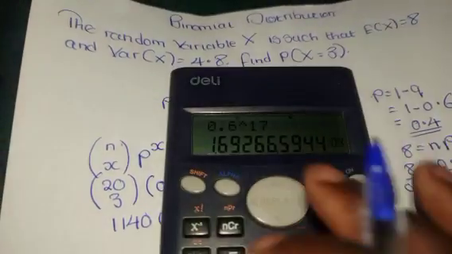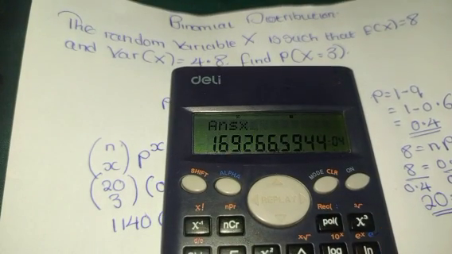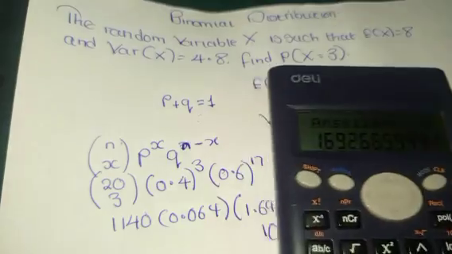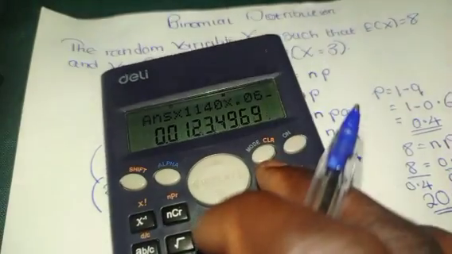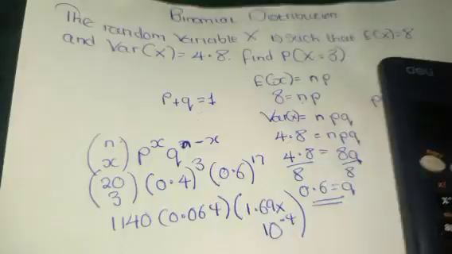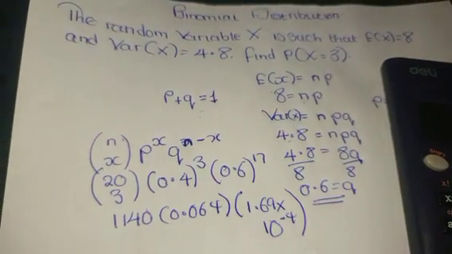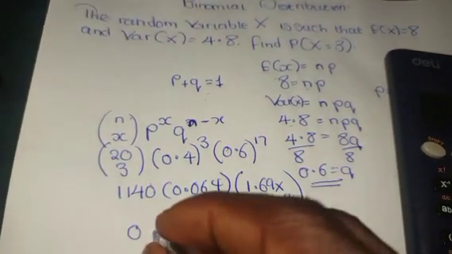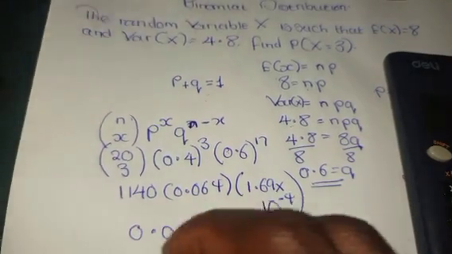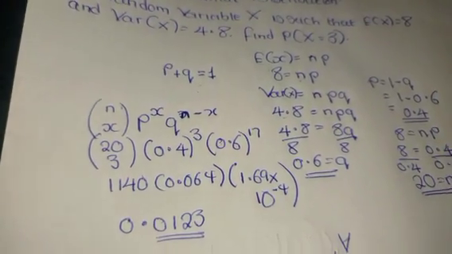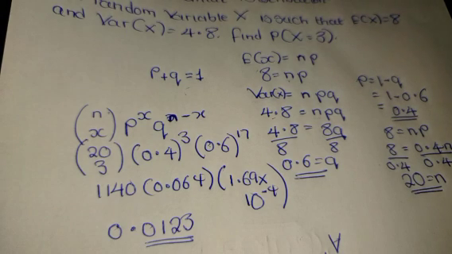Then let us just multiply this answer times what we have: 1140 multiplied by 0.064 multiplied by that value. We get our answer to be 0.0123. So this is the probability that x is equal to 3.